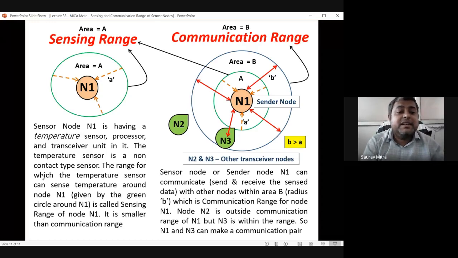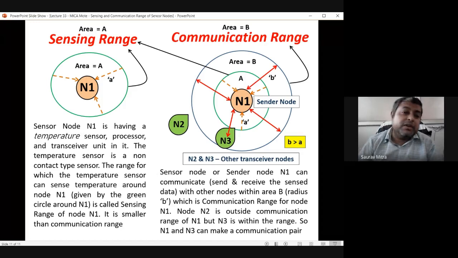The temperature sensor is a non-contact type sensor. So in this case, a non-contact type temperature sensor is used. The range within which the temperature sensor can sense temperature around the node N1, given by the green circle, is called the sensing range of node N1.